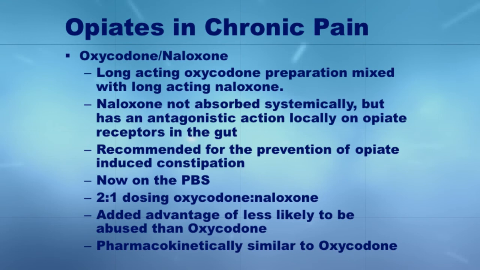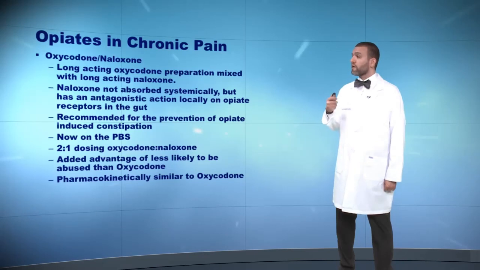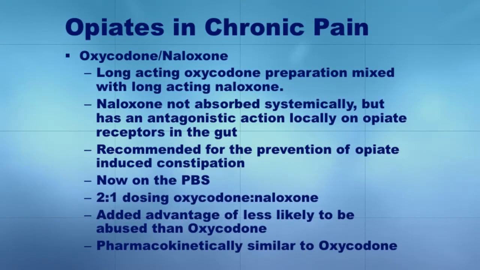Medication which combines both oxycodone and naloxone. It's not available in the Kingdom yet. The naloxone usually is not absorbed systemically, but it does give you an antagonistic action locally, which reduces the chances of constipation from the gut. It's usually, as I said, recommended in opioid-induced constipation, which is one of the worst long-term side effects that usually will not wear off easily.